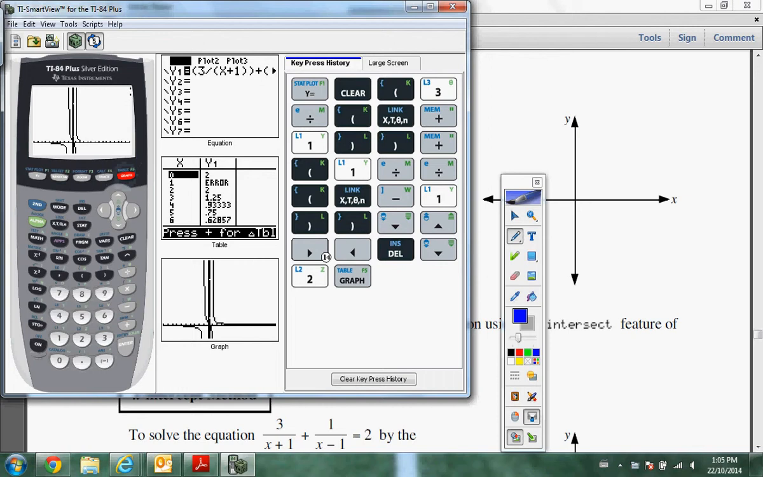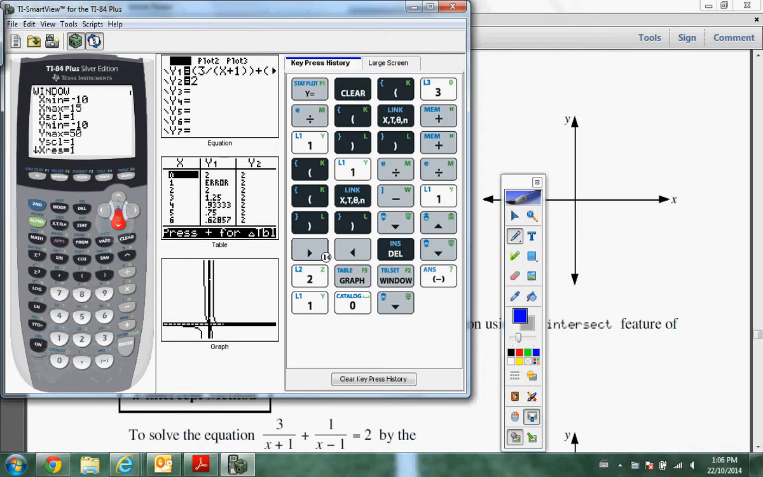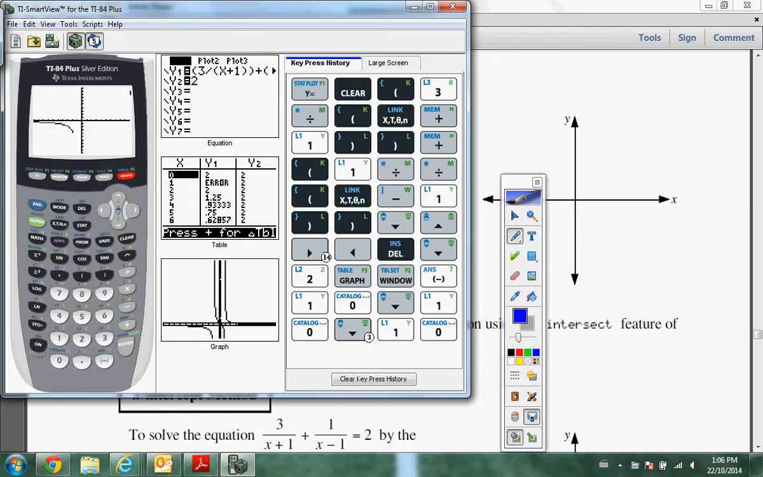Let's see what my graph looks like. Okay, so mine's not very good. I'm going to change my window here. I'm just going to change my window to normal. I think normal should be good. Remember, normal is negative 10 to 10. All right, so here's my equation. Perfect. Okay, so let's probably re-put it in.